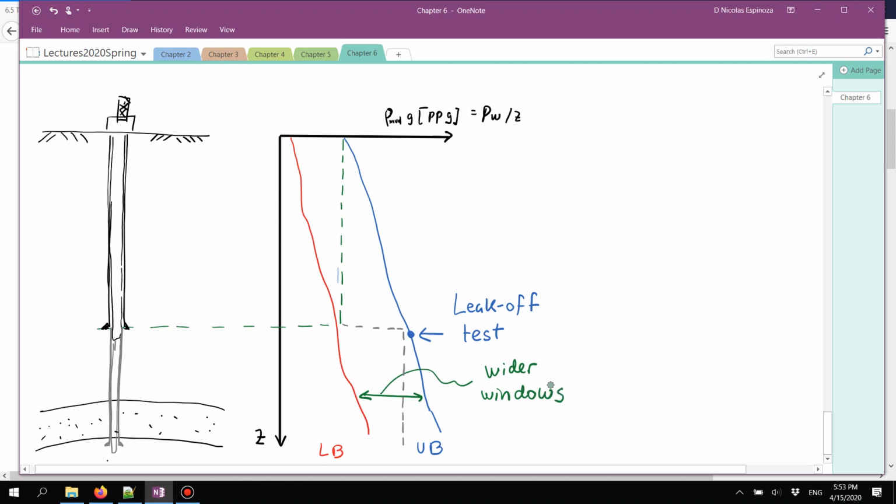And this name, wider windows, actually was coined by Professor Gray here from our department, who investigates all the processes that can help you to make this window larger so you use fewer casing stages. Just to give you an example, we could increase the upper bound for the drilling mud window by using something called wellbore strengthening material.